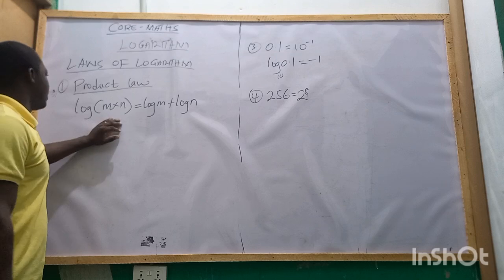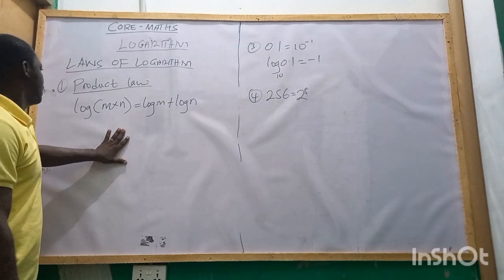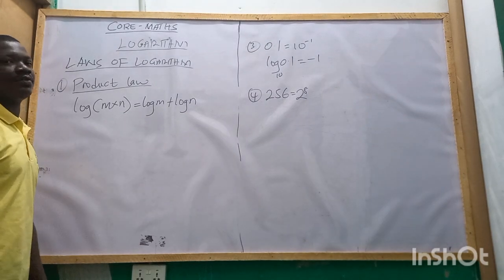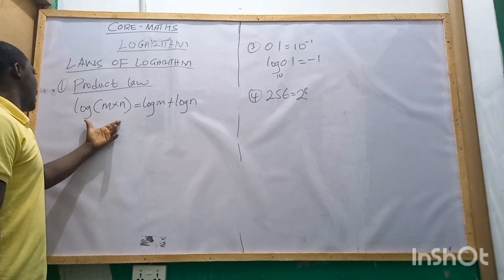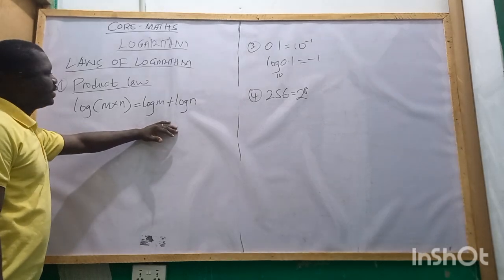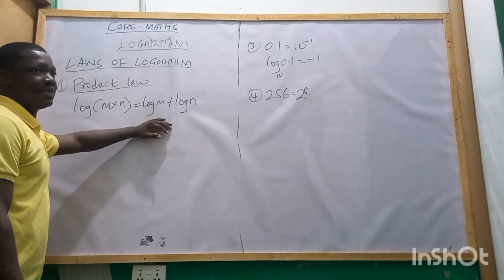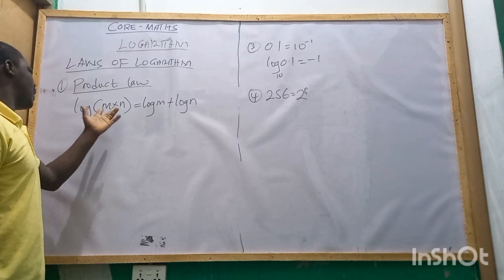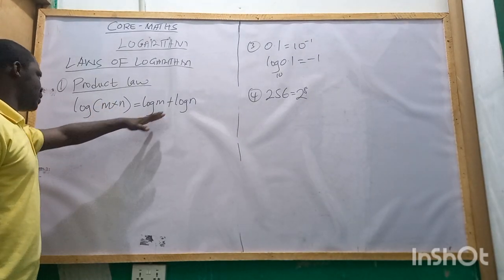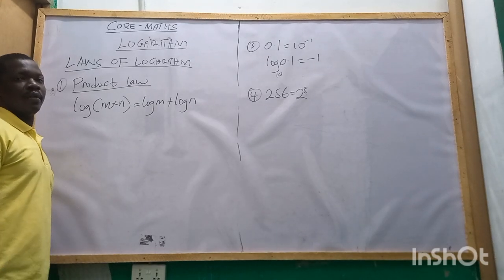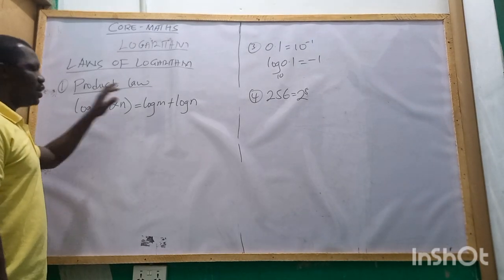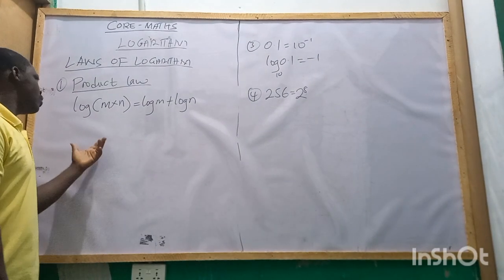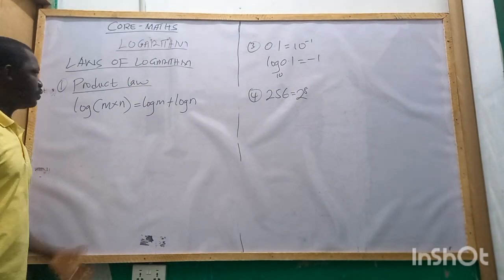Okay, so the product law. The log of m times n, if you expand it, it becomes the log of m plus the log of n, very simple and straightforward. So when they are multiplying, you add. In indices, when the exponents are multiplying, you add. Here too is just the same principle. So we just need to know the laws, then how to apply them to solve text. That's the most important thing. So this is the first law.